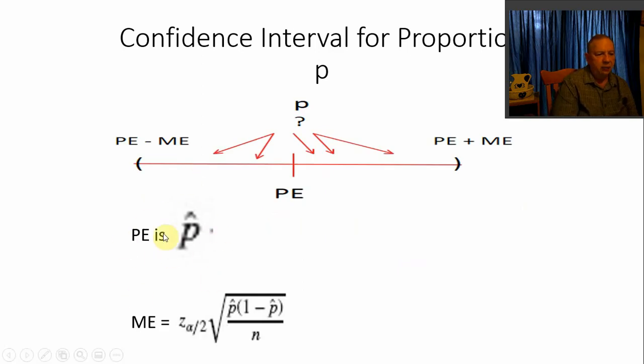Here's the p hat, our point estimate is p hat, and then our margin of error formula, again, everything depends on. Here's our p hat, and we're able to use z alpha over 2 for that one as well. The data is in table A.2 in the back of the book.